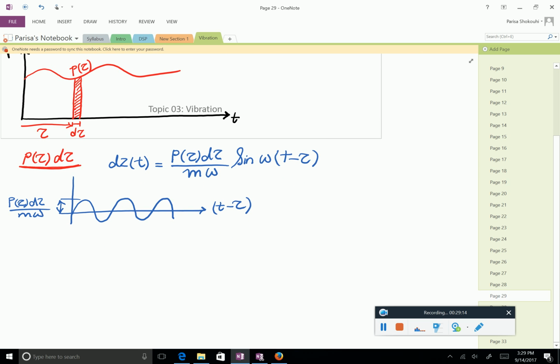Okay, we are almost done, because we have this response to this. For the whole response, we calculate the integral. So if we have the response to one single impulse, now the response to the whole force would be the integral of this signal.